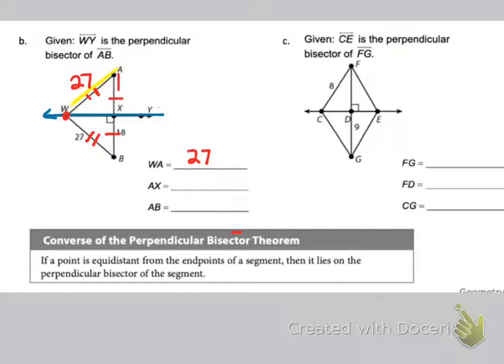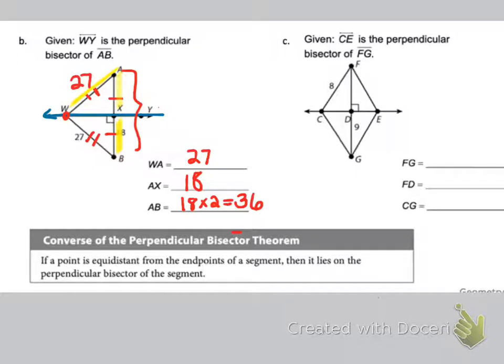XA. So now they want us to find from X to A. And we can see from X to B, it's 18. So that would have to be 18. And then they want to know what AB is. Well, AB is this entire length right here, right? And we have two parts that are both 18, and 18 plus 18, or 18 times 2, is 36.